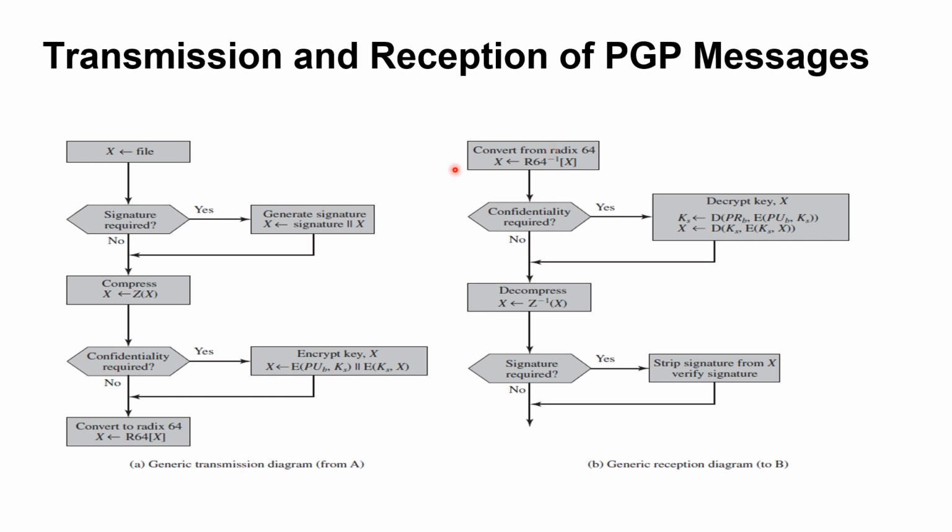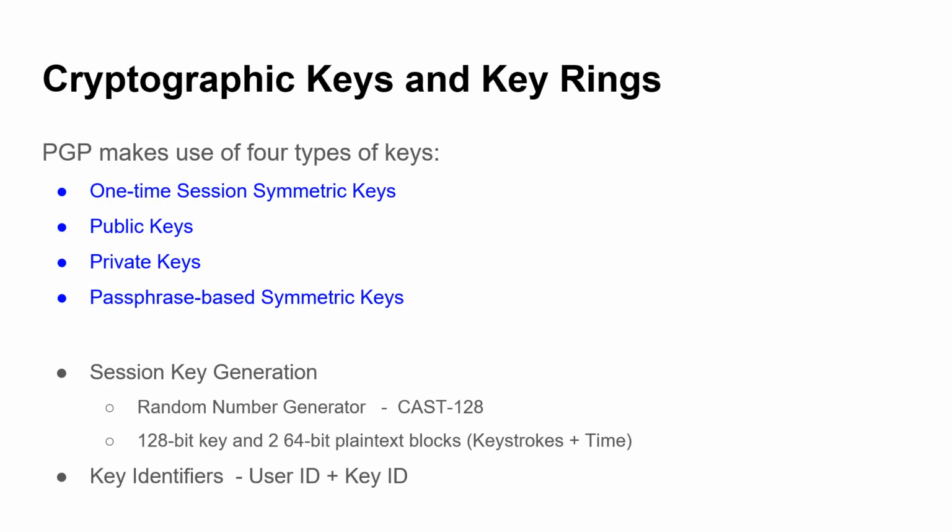So for the reception of the message, it is the reverse process. Whatever we have done, the reverse process takes place. So Radix-64 conversion, then if confidentiality was required, we have to decrypt it. If compression has been done, we have to decompress it. And if a signature has been generated, we have to strip the signatures. This is an overall diagram.